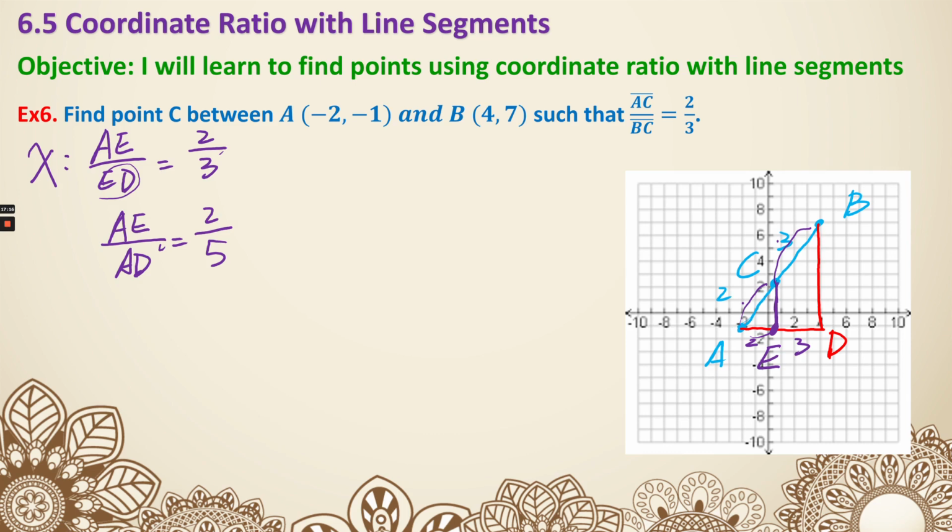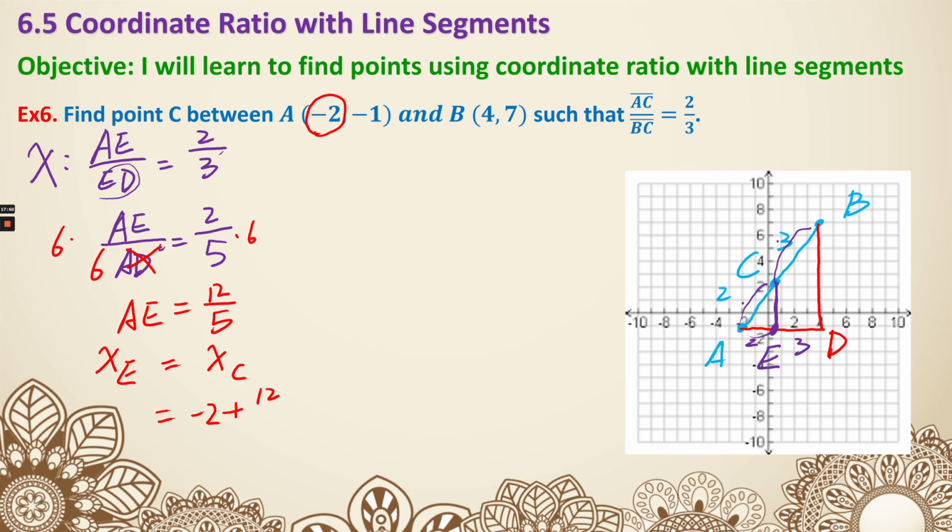And from the question, I know exactly what AD is. AD is 6 long, which means AE, multiplying both sides by 6, would have to be 12 over 5. Remember, I don't have to find the exact coordinate for E altogether. I just need the x coordinate for E, because the x coordinate for E is the same as the x coordinate for C. And E is to the right of A, so I'm going to use the x coordinate for A, which is -2, and since it's to the right of it, I'm going to add 12 over 5. That is going to give you 2 over 5. That is to find the x coordinate.